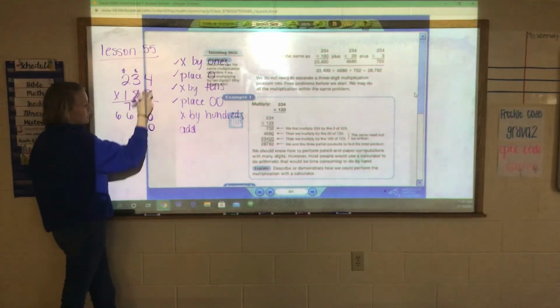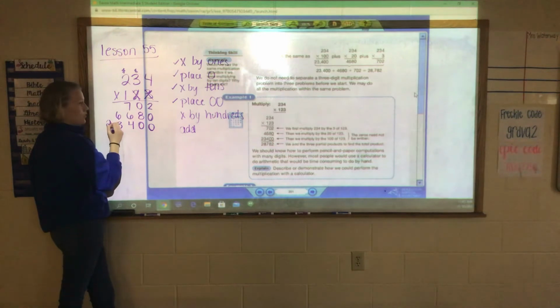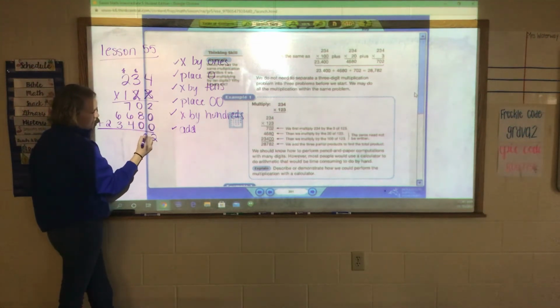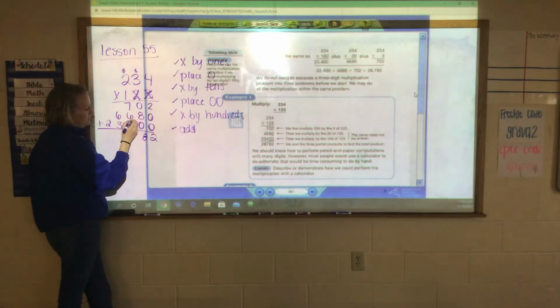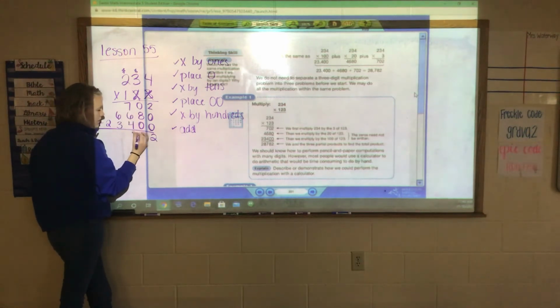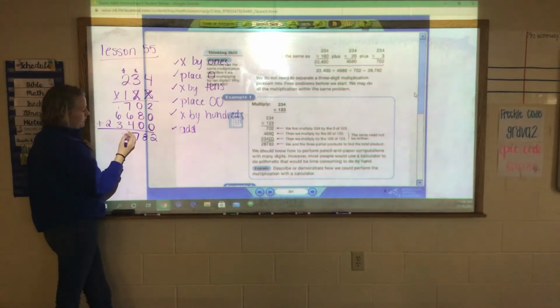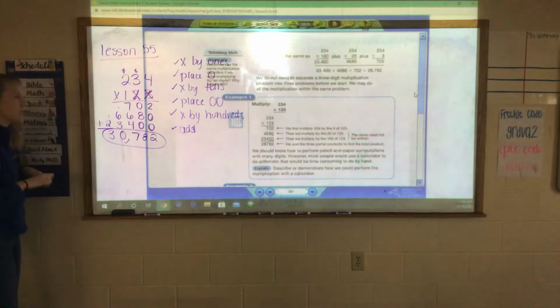All right, 1 times 4 is 4. 1 times 3 is 3. 1 times 2 is 2. Now I need to add them all together. 2 plus nothing is 2. 0 plus 8 plus 0 is 8. 7 plus 6 plus 4, well 6 plus 4 is 10, plus 7 is 17. 6 plus 1 is 7, plus 3 is 10. 1 plus 2 is 3. So my answer would be 30,782.